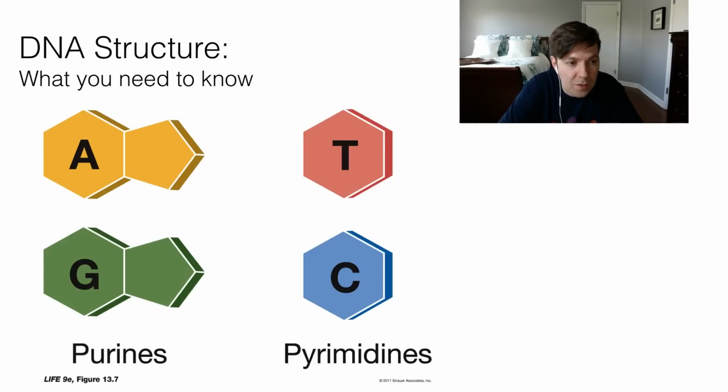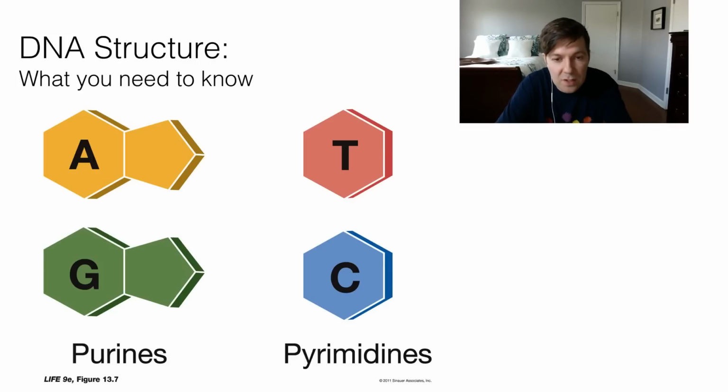Okay, so here are our 4 bases. A and G are adenine and guanine. Those are the big ones. Those are the double-ringed purines. And T and C, thymine and cytosine, are the single-ringed pyrimidines. A always goes with T, G always goes with C. How do we know that, you might have asked?